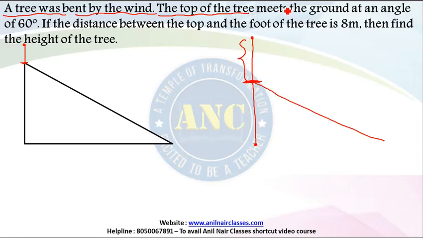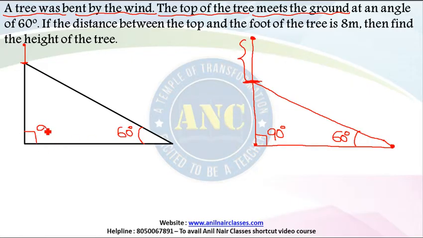The top of the tree meets the ground. This is the top of the tree. That means this cut part, this point, is nothing but this point right now. It meets the ground at an angle of 60 degrees. That means it is meeting the horizontal level ground at an angle of 60 degrees. So this angle is known to us as 60 degrees. This is nothing but 90 degrees because it is the perpendicular one.